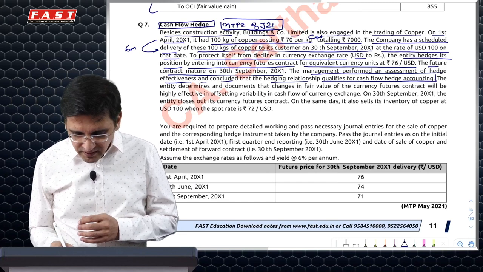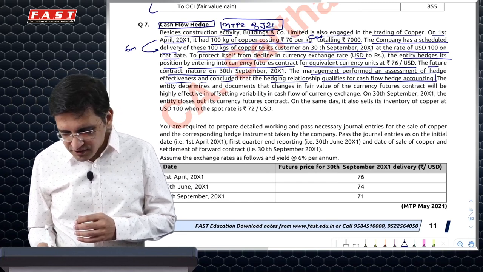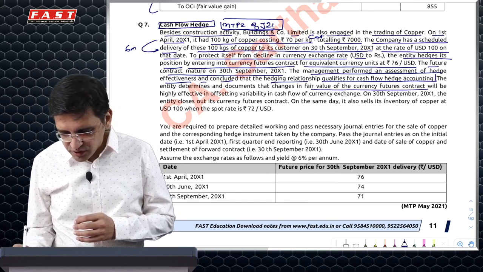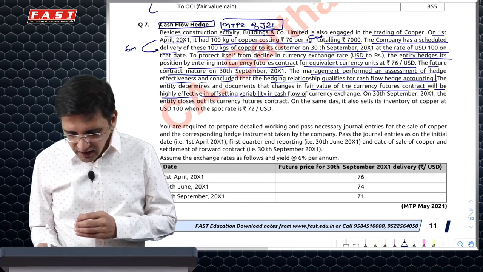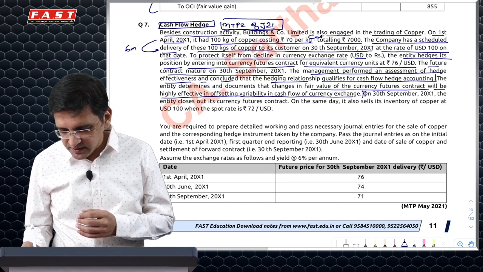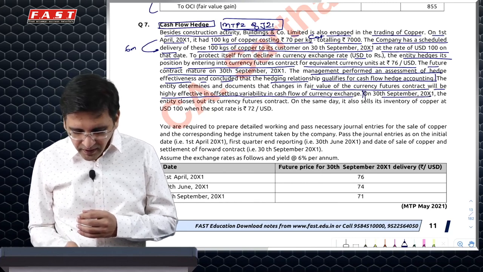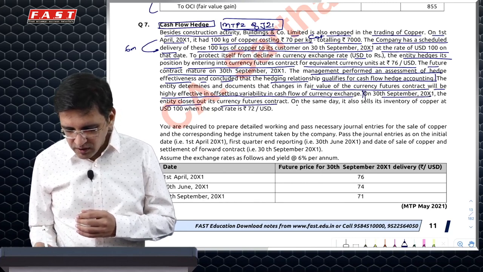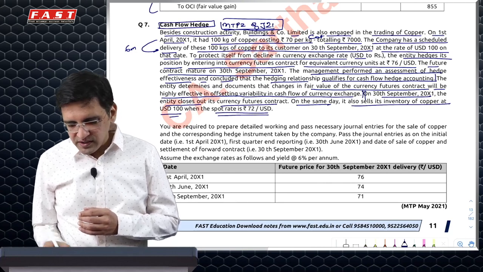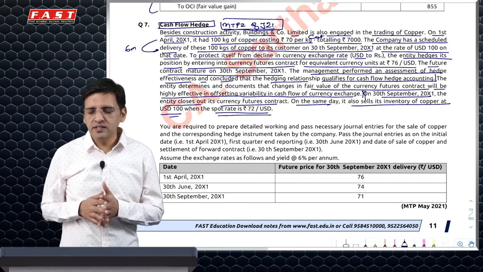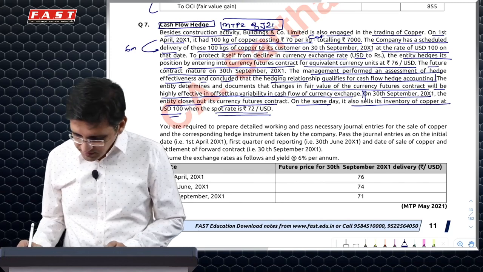The entity determines and documents that changes in fair value of the currency future contract will be highly effective in offsetting variability in cash flow. That means the hedging relationship is highly effective. On 30th September, it closes out the currency future contract and it also sells the inventory of copper when the spot reaches 72 per US dollar. This is where my first problem comes in.